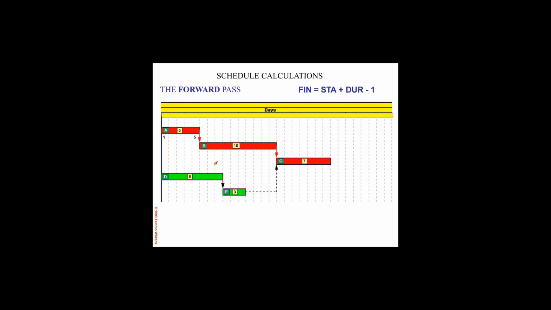So if activity A finishes on day number 5, activity B must be starting on day number 6, the next morning. Now, applying the formula again, start plus duration minus 1, we get 6 plus 10 is 16, minus 1 is day 15.